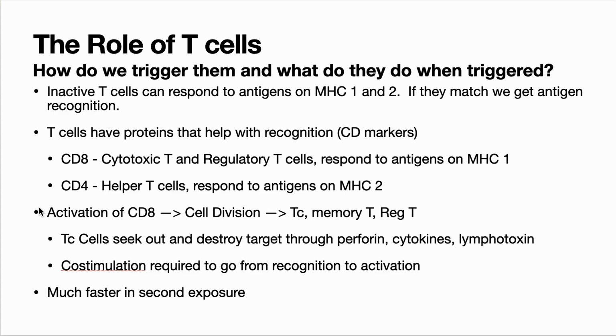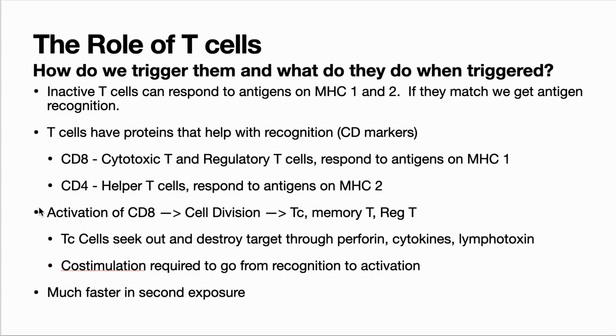When we activate it, because it recognizes the antigen, that will lead to cell division. And if that cell undergoes cell division, it's going to create identical copies of itself. So whatever receptor it had that matched that antigen, it's going to make a whole bunch more cells with that same receptor. Some of those cells will be more cytotoxic T cells that will immediately go to work trying to find that antigen everywhere in your body and destroy it.